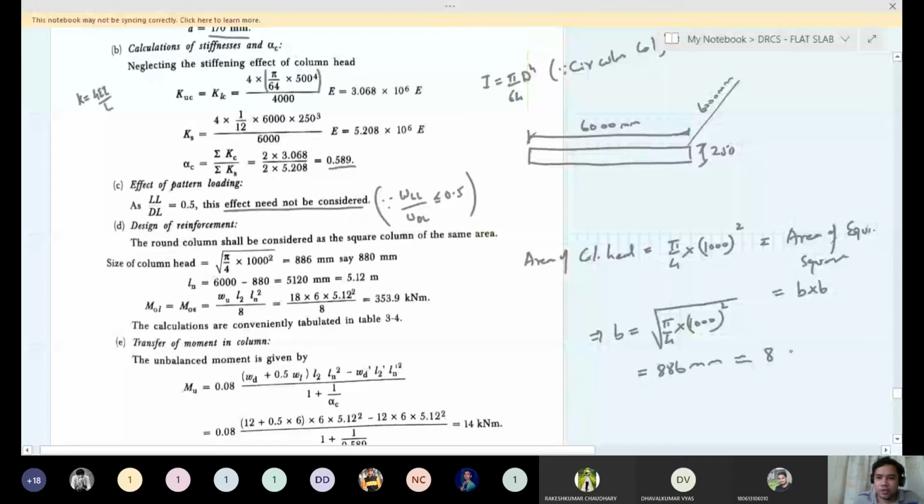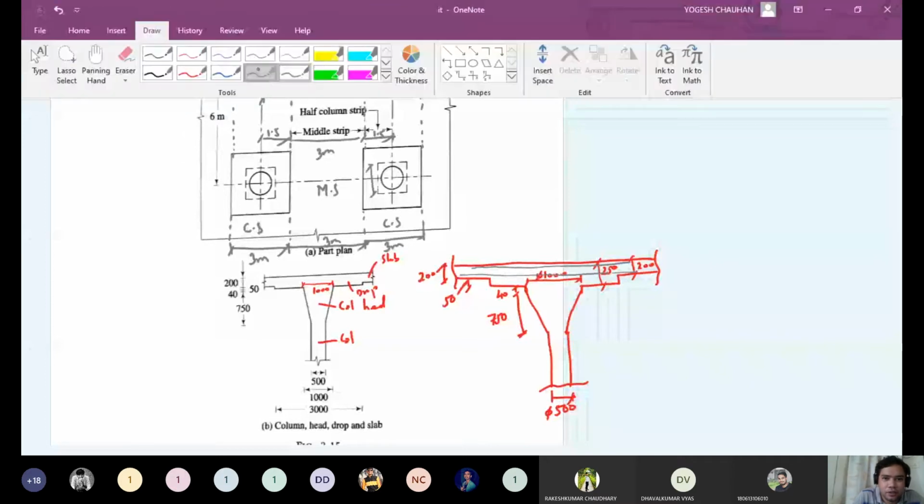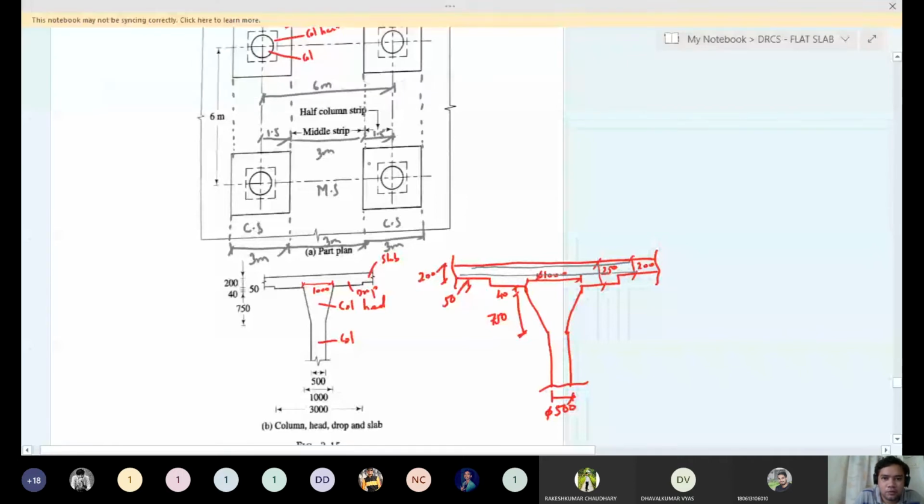Okay, so for design purposes, we will convert this circular column head into a square column head of size 880 mm. Okay, this is also 880 mm. So this circular in plan is now converted into an equivalent square.